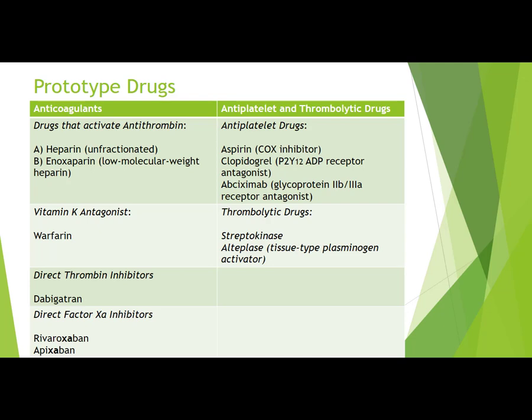The antiplatelet drugs that we will talk about are aspirin, which is a COX inhibitor, which you should all be familiar with from previous chapters. Clopidogrel, which is a P2Y12, specifically ADP receptor antagonist. Abciximab, and that's a glycoprotein 2B3A receptor antagonist. And lastly, the thrombolytic drugs, which are streptokinase and alteplase. Alteplase and streptokinase are the tissue type plasminogen activators.